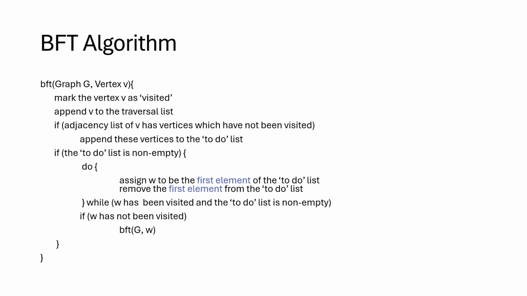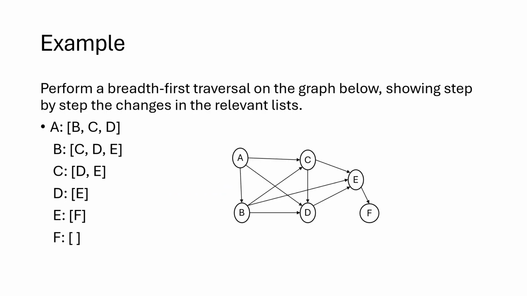So we keep doing this until either the to-do list becomes empty or we find a W that is new, that has not been visited before. And in that case, in the last if statement at the bottom, we recursively call BFT starting from W. So that's starting over from this new vertex W. So that's the entire algorithm. Now, obviously, again, this is kind of abstract. So through this example, we are going to explain all these steps in full detail.